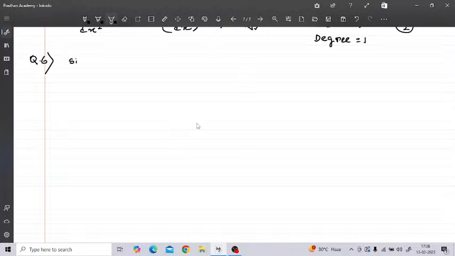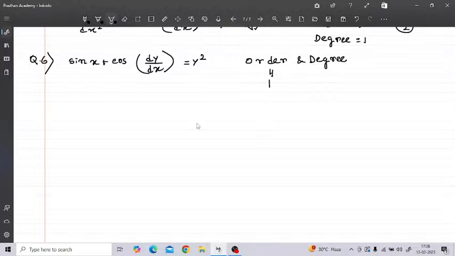sin x plus cos dy/dx equals y square. Here, what is the order and degree? Here order is 1, clear, but degree is not defined as it is not a polynomial of derivatives. So degree is not defined.